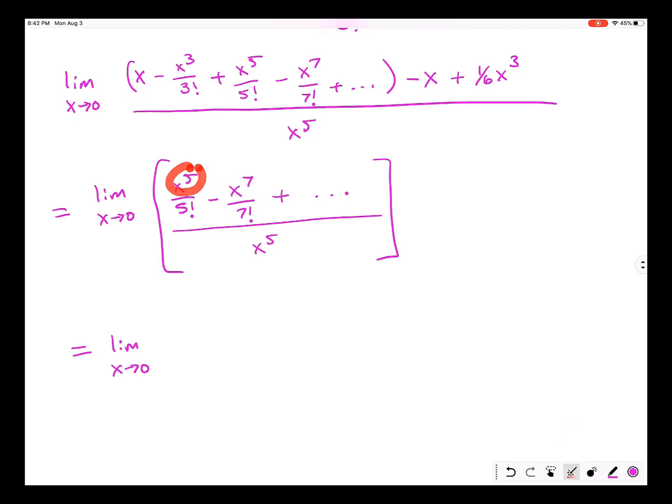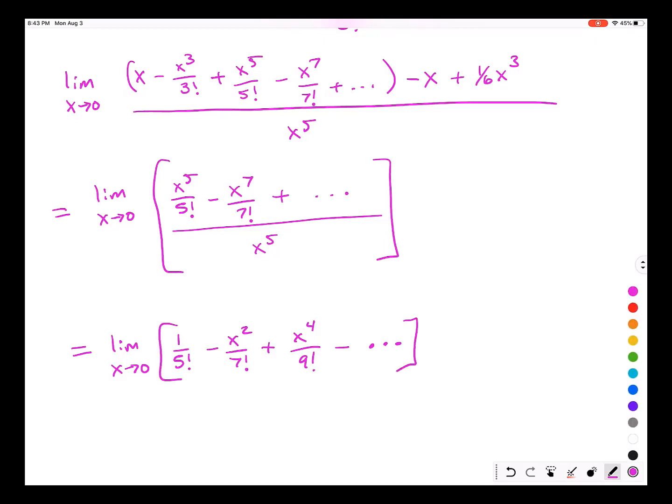So I have x to the 5th over 5 factorial divided by x to the 5th. So that's just going to be 1 over 5 factorial. And then minus x to the 7th divided by 7 factorial over x to the 5th, so that's going to simplify to minus x squared divided by 7 factorial. Then the next one would be x to the 4th over 9 factorial. And then minus, and that would keep on going.